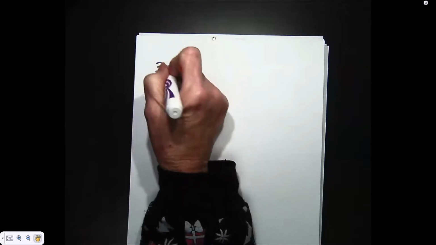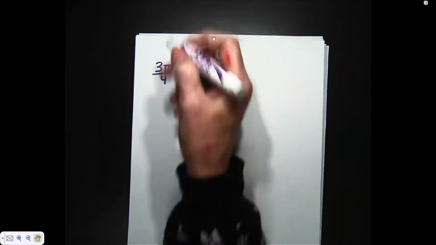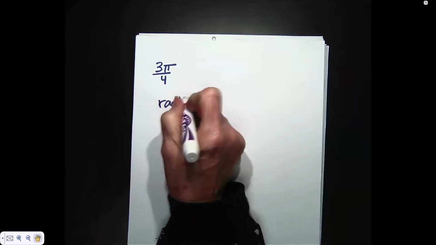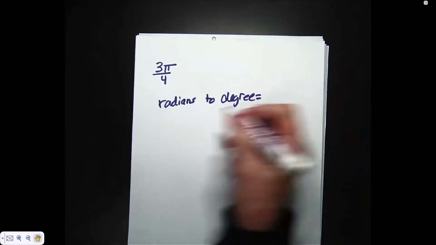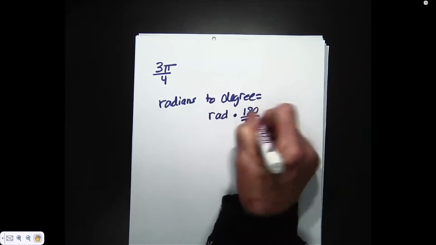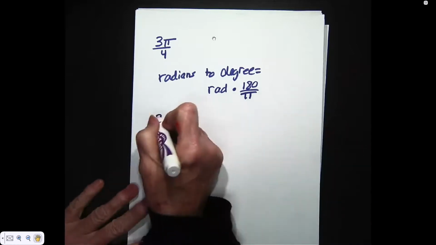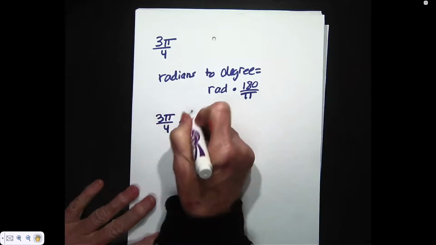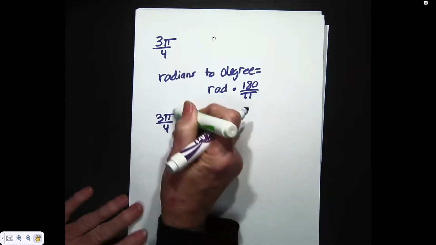Well, if I want to go the other direction, so let's say I have 3 pi over 4, and I want to know what degree that is. So to go from radians to degrees, you use the reciprocal. It is the radian times 180 over pi. So 3 pi over 4 times 180 over pi. So I can reduce all my pi's.